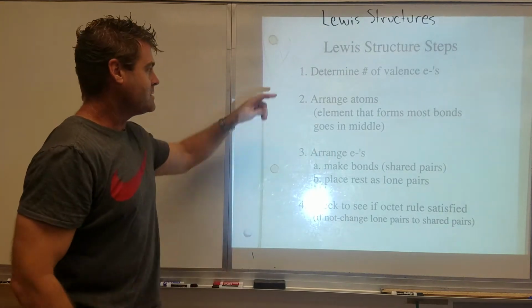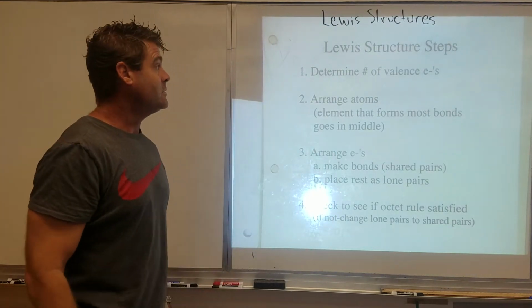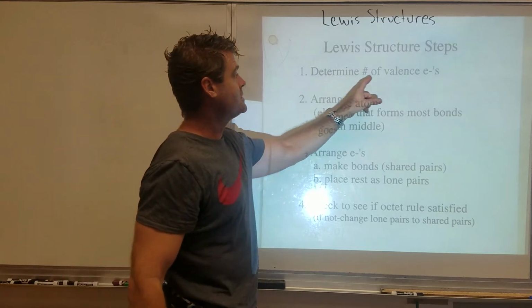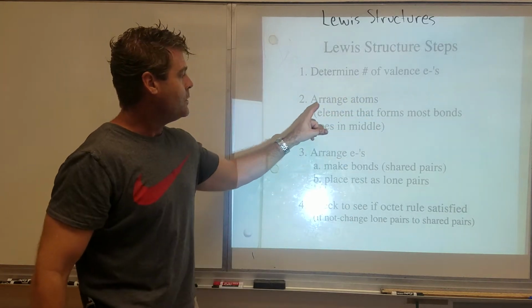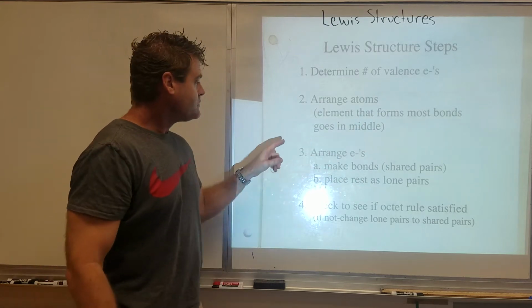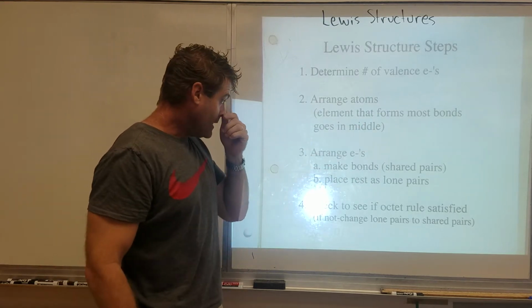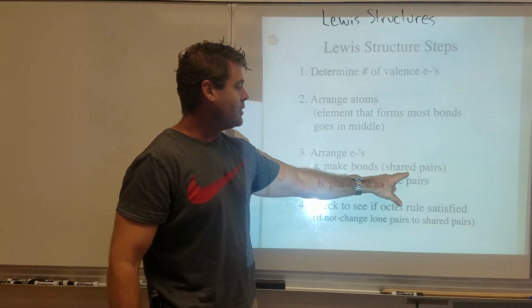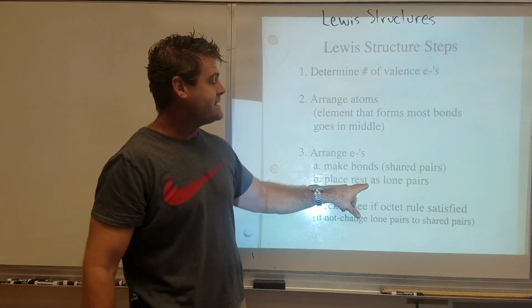There are 4 steps to drawing Lewis structures. First, we determine the number of valence electrons. Second, we arrange the atoms and put the element that forms the most bonds in the middle. Thirdly, we begin to arrange the electrons. We make bonds, which we call shared pairs, and then we place the rest as what are called lone pairs.